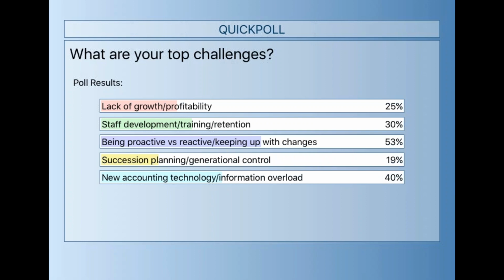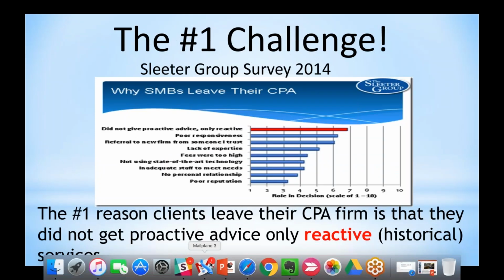So it's funny because we've been polling now for about 2 years with CPAs all across our profession, and your answers are pretty much in line. It is interesting that being proactive versus reactive and keeping up seems to be the #1 challenge. And then there's overload, the accounting technologies, information overload, staff development, all those are legit. Lack of growth and profitability is 4th, and then succession planning is 5th. Certainly larger enterprises are seeing more and more of that as a big challenge, but all of these are relevant.